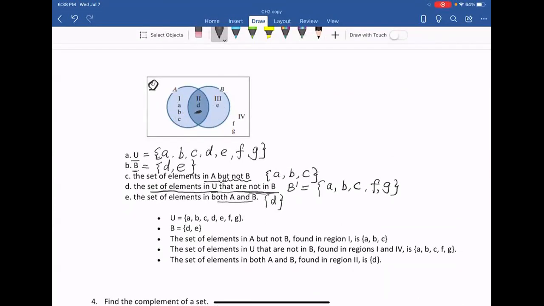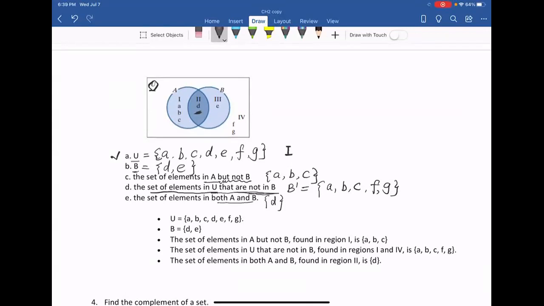For example, U, the universal set, is 1, 2, 3, 4, and for this, 4 regions. Number 2, B is D and E. I can say region 1, region 2, and region 3. Number 3, all the elements in A but not in B. That is region 1.